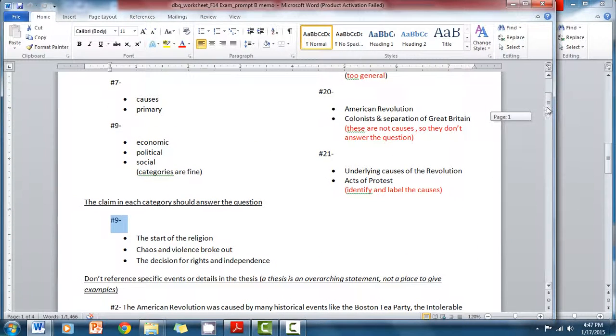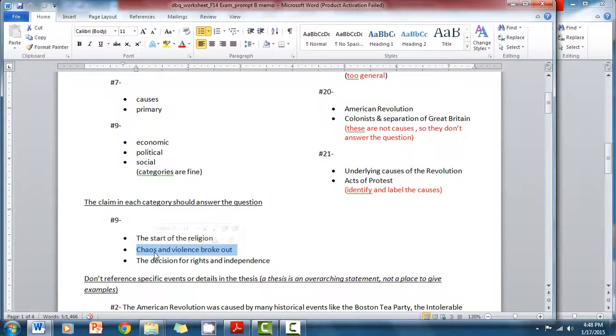Your categories were fine: economic, political, and social. Your task here is to describe in what way the economy caused the revolution, or in what way politics caused the revolution, or just to state that it did. So, the start of the religion, I'm not sure what this means, which category. I'm not even really sure which category this matches up with. I'm guessing political or maybe social.